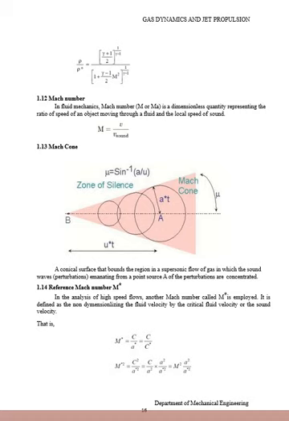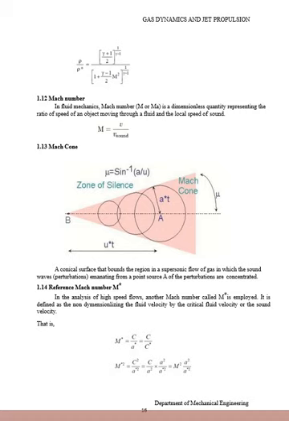In fluid mechanics, Mach number, denoted by M or Ma, is a dimensionless quantity representing the ratio of the speed of an object moving through the fluid and the local speed of sound. That is, M equals V divided by sound velocity. This diagram represents the zone of silence, the Mach cone, and mu equals the inverse sine of a divided by u.